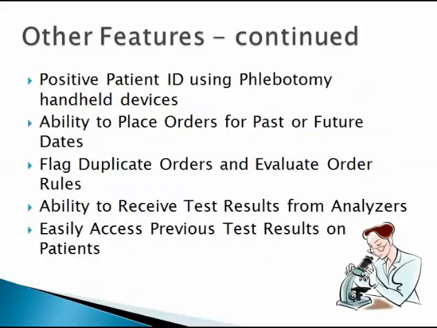Other features of a laboratory information system include a phlebotomist being able to positively ID a patient. When a phlebotomist comes to take blood, they want to make sure they're taking blood from the correct patient. So using their handheld device, they can scan and check the patient's ID on their wristband. There is also the ability to place orders for past or future dates.